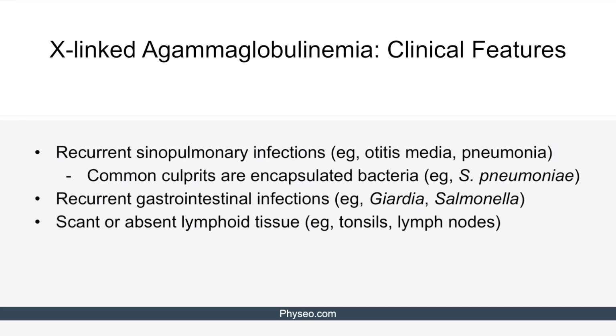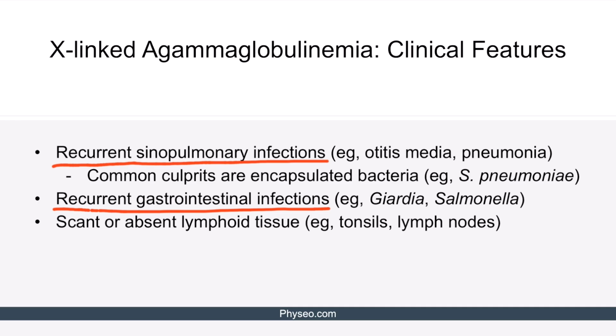The cardinal clinical feature of X-linked agammaglobulinemia is recurrent sinopulmonary infections, such as otitis media or pneumonia. The common culprits are typically encapsulated bacteria, such as Streptococcus pneumoniae. That being said, patients also tend to experience recurrent gastrointestinal infections, often due to infections with Giardia or Salmonella.